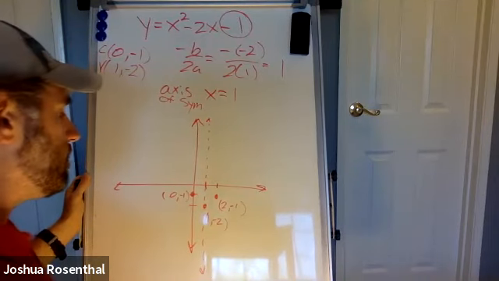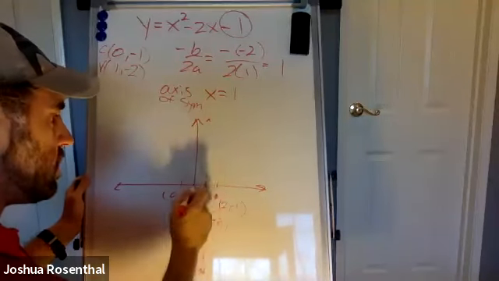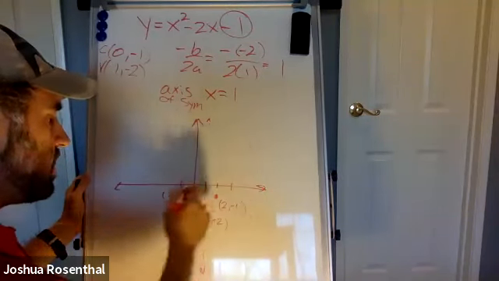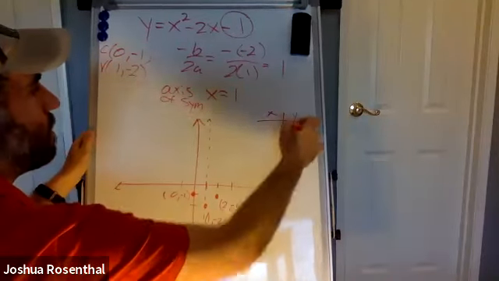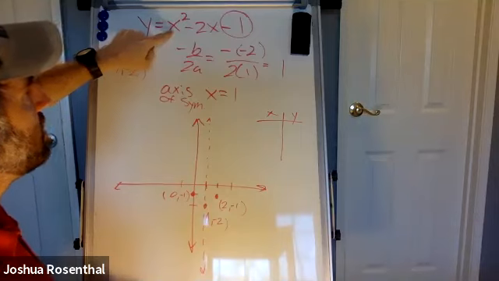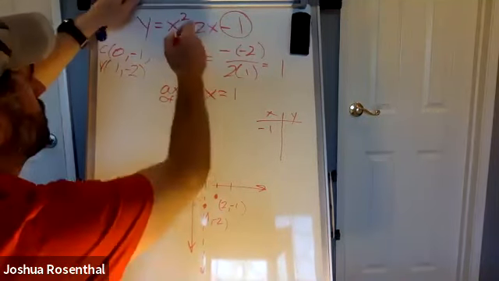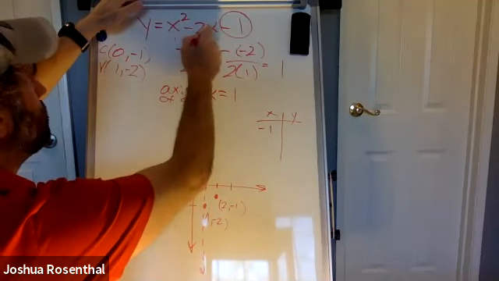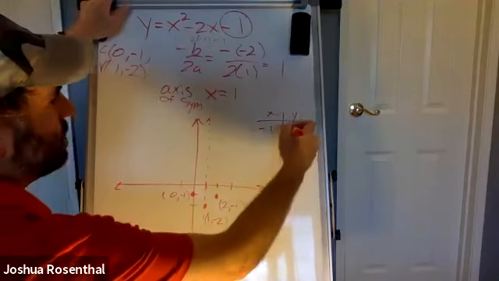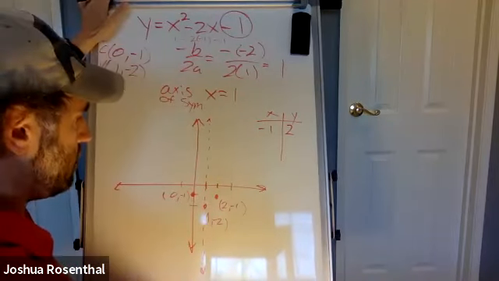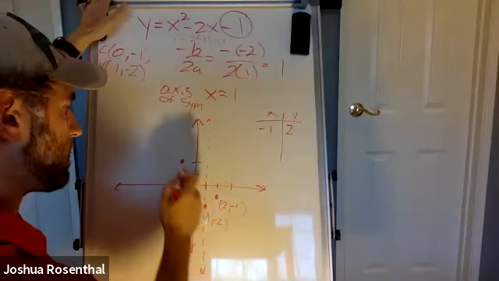Find one more point. So either go 1 to the left and do negative 1, or come 1, 2, 3. Either do negative 1 or 3 and plug it in. Okay, how about negative 1? Negative 1 squared is 1 minus 2 times negative 1 minus 1. So that's 3 minus 1 is 2. Okay? Negative 1, 2. And then reflect that across.